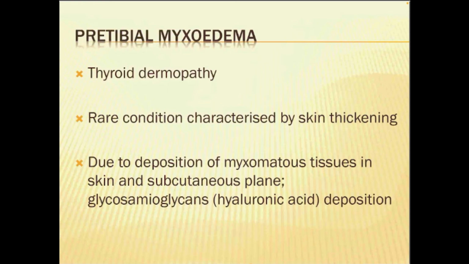Pretibial myxedema is nothing but extra skin thickening in the pretibial region. This is due to the deposition of myxomatous tissue and glycosaminoglycans like hyaluronic acid in the skin and the subcutaneous plane, which results in skin thickening. This more commonly occurs in the pretibial region, so it is called pretibial myxedema.